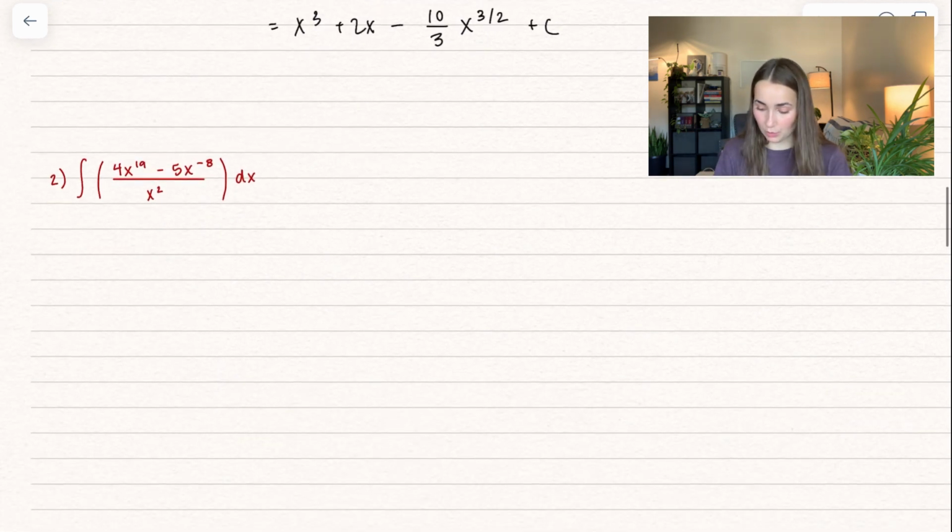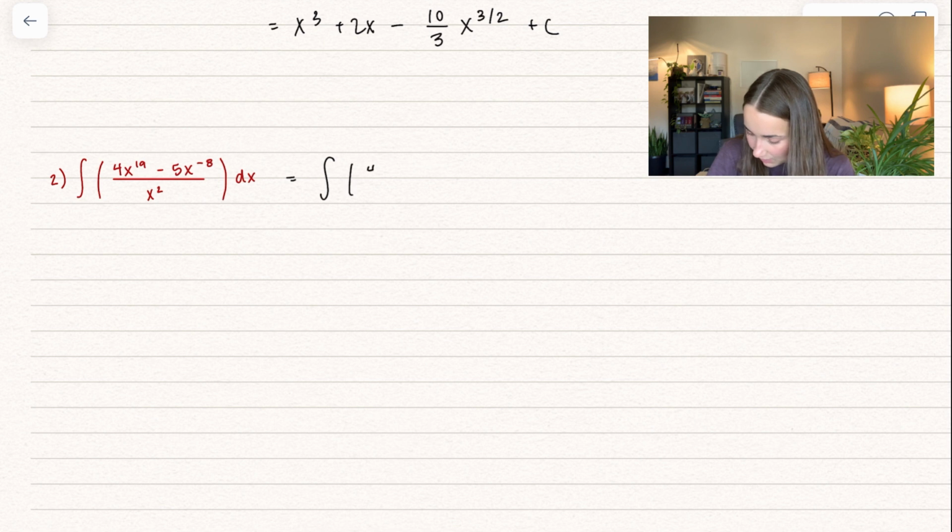Let's go ahead and try one more. So here we have a fraction. We don't know how to integrate fractions yet. So instead, what we're going to do is simplify it. So first, let's rewrite this as 2 fractions. First, we have 4x to the power of 19 divided by x squared minus 5x to the negative 8 divided by x squared dx. Now we can go ahead and simplify both of these.